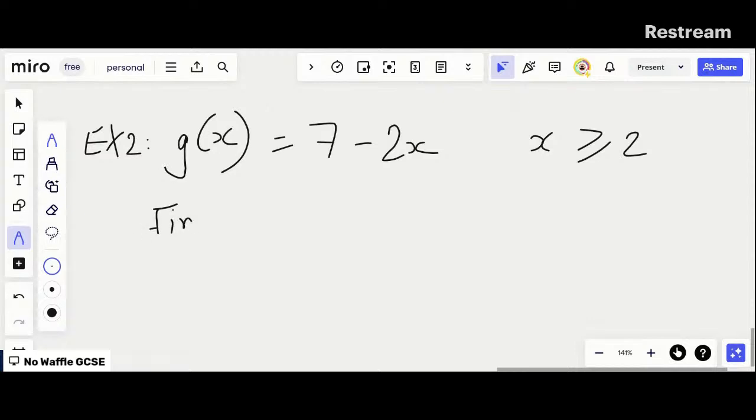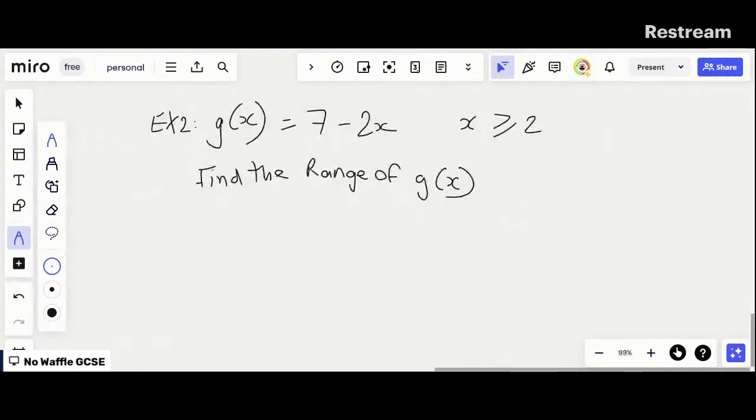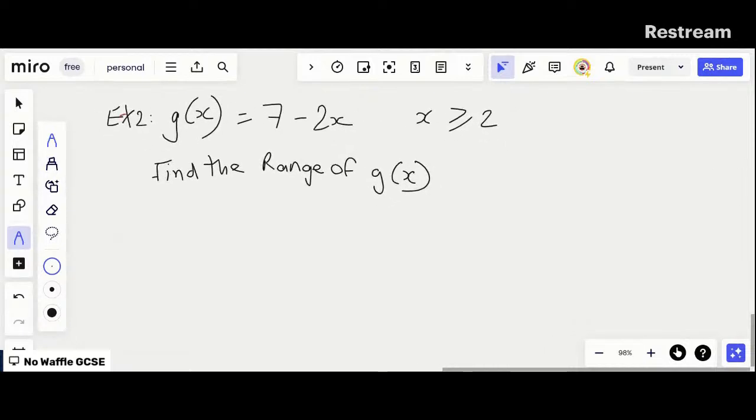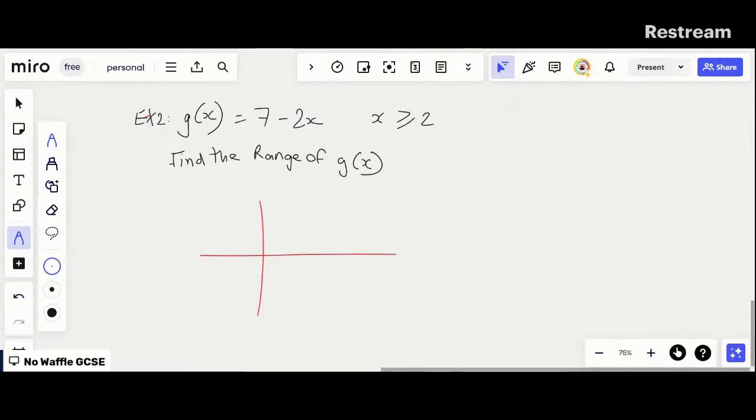Now, can you find the range of g of x? So again, you want to do a similar sort of thing. What you want to do is, I can see people saying it already, you just draw the straight line graph. Now we've got a negative here, so we know that it's a downward sloping graph, and we know that the y-intercept is going to be 7, so it's going to look like that.